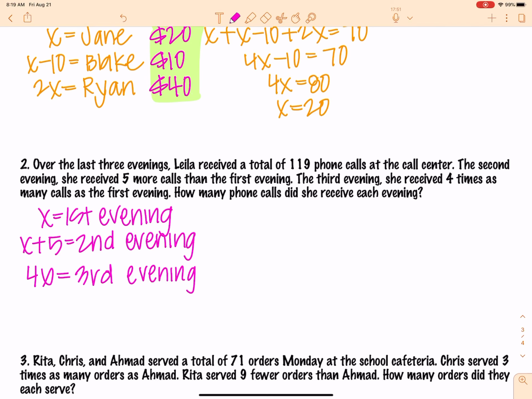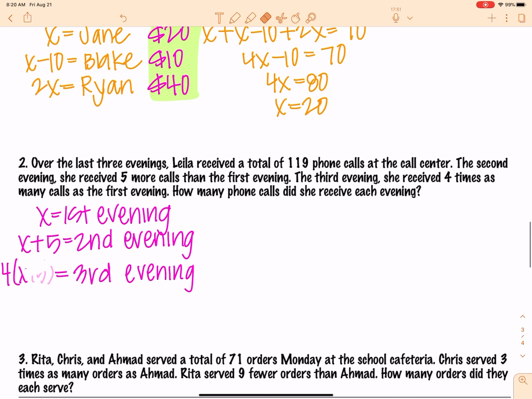Okay, and read it carefully because, for example, on tests, this is where we would trick you. For this sentence, the third evening, she received 4 times as many as the first evening. What if I just changed that to second evening? This is where people mistakenly don't read carefully. If I said 4 times the second, it would be 4 times X plus 5. People always just want to say 4X because they get into this general habit. So just make sure you're reading carefully. But as we know in this one, we went a little easy on you. So it's 4 times the first, and the first is X, so 4X.